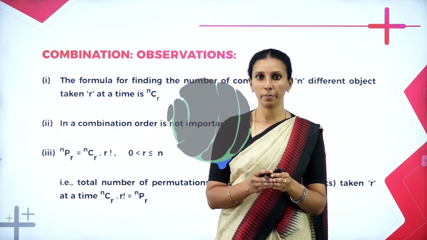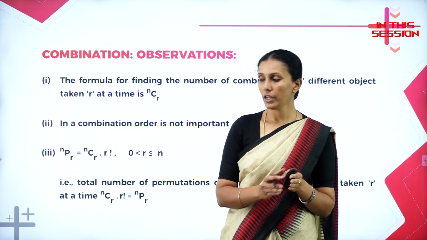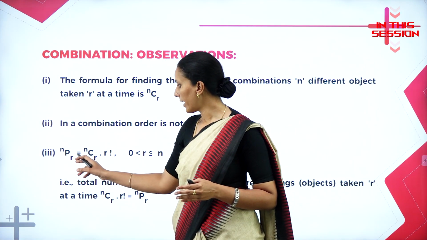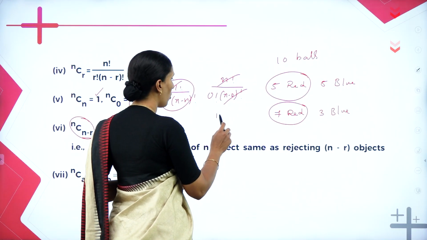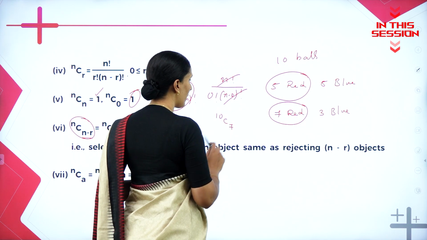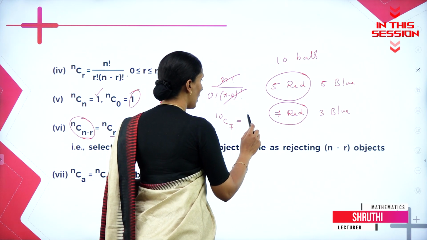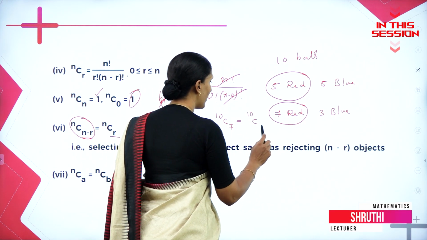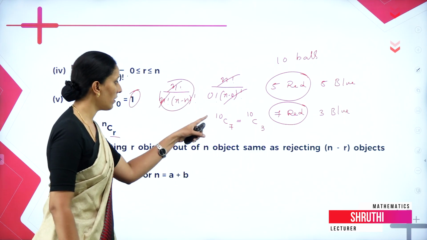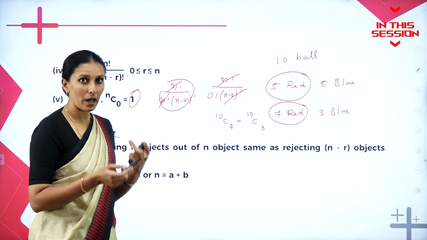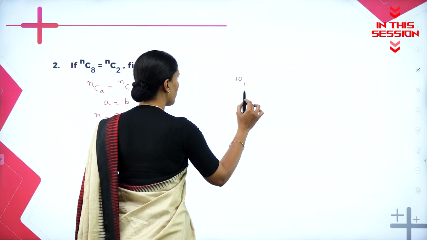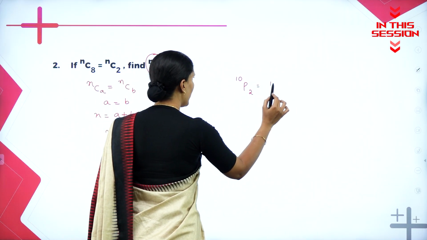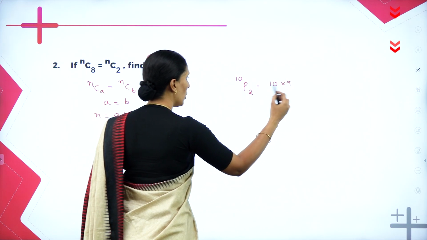And there is a relationship between the permutation and combination, that is nPr can be written as nCr into r factorial. Out of 10 balls, if I am choosing 7 red balls, it is same as out of 10 balls, I am rejecting 3 blue balls. So if we evaluate this using the formula, it will be one and the same. In case of permutation, if you have 10P2, you will write it as 10 into 9, only 2 factors.